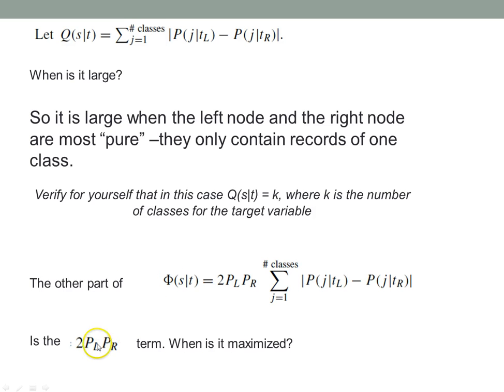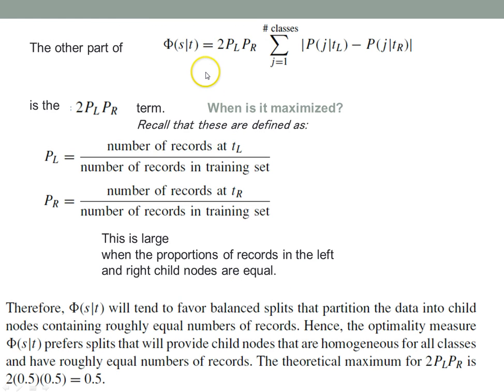Okay, the other part is this part. When is this part maximized? I don't know if I want to get into this, but recall that these are defined like this. The total number of records in the left node divided by the number of records in the training set, and this is the total number of records in the right node. So what is that? This is large when the proportion of records in the left and the right, okay, this is not so obvious, but when is this large?